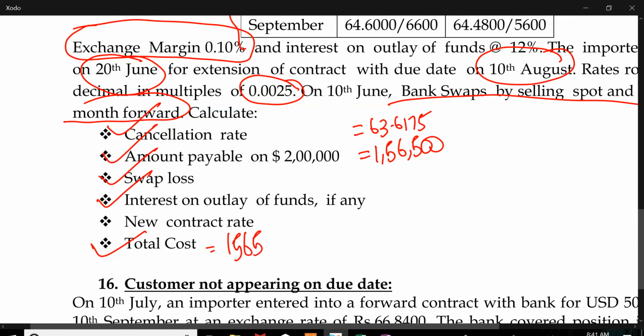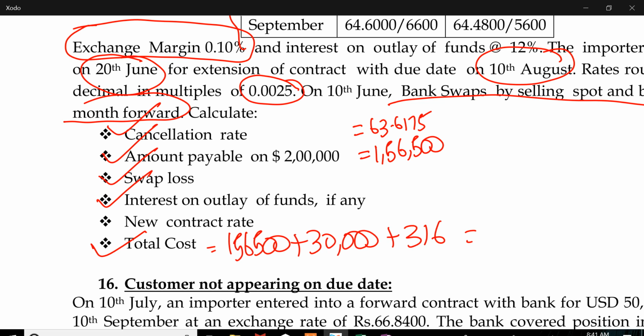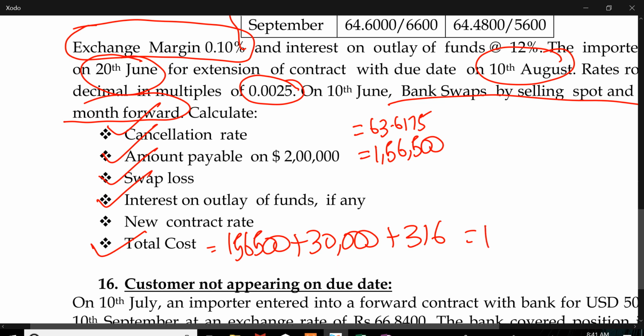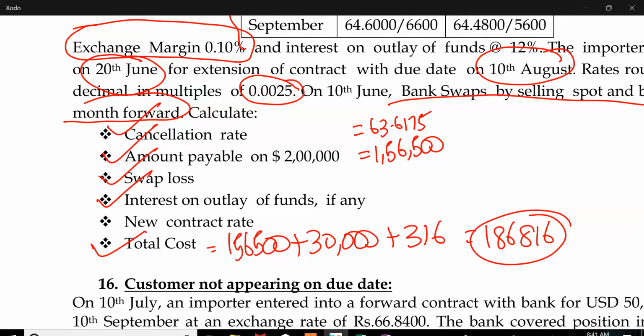Now total cost is equal to 156,500 plus 30,000 plus 316. Any doubts now? Any doubts till now?